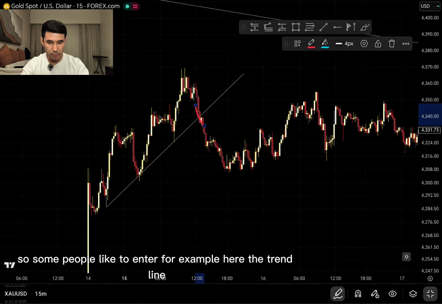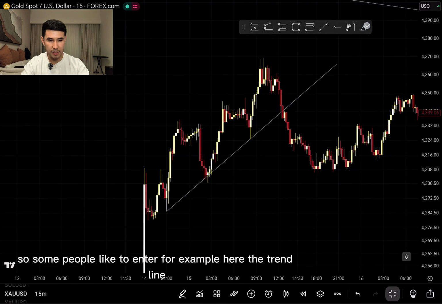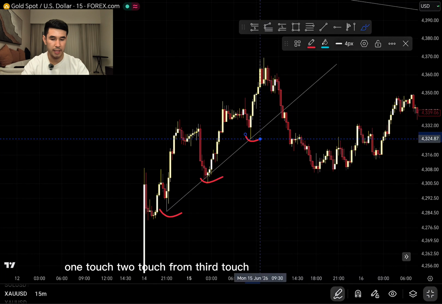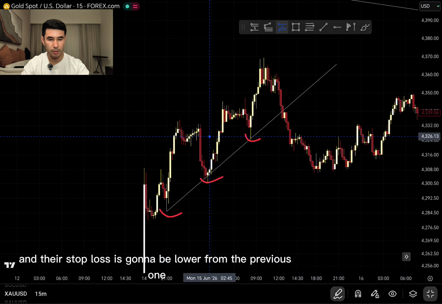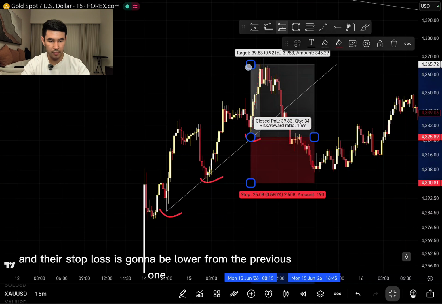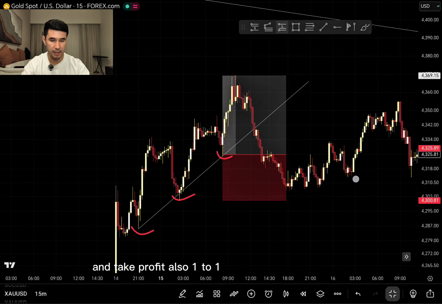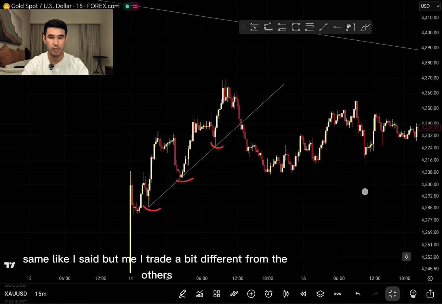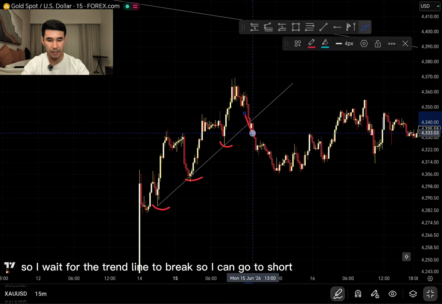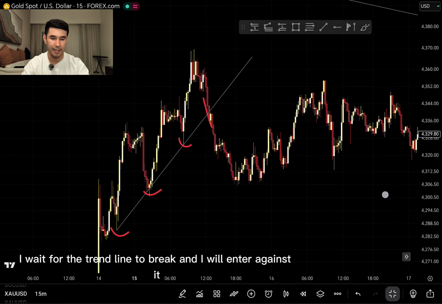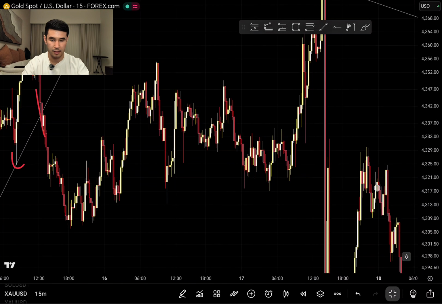So some people like to enter, for example, here on the trend line: one touch, two touch, from the third touch they enter, and their stop loss is going to be lower than the previous one, and take profit also one to one, same as I said. But me, I trade a bit different from the others. I wait for the trend line to break so I can go short. I don't follow the trend line. I wait for the trend line to break and I will enter against it.